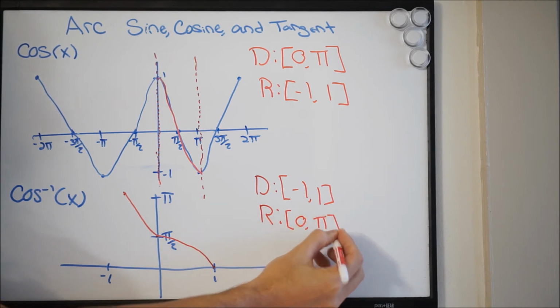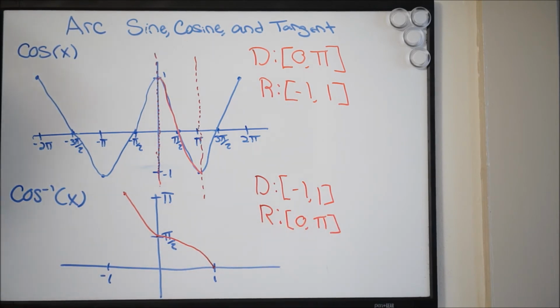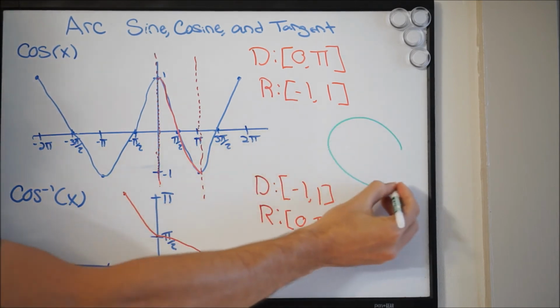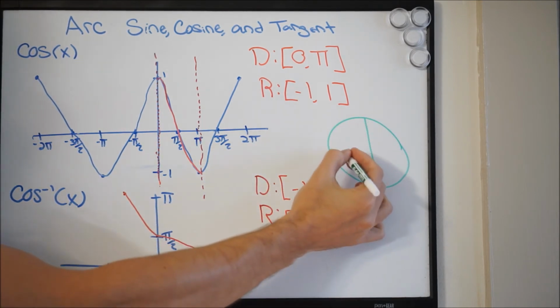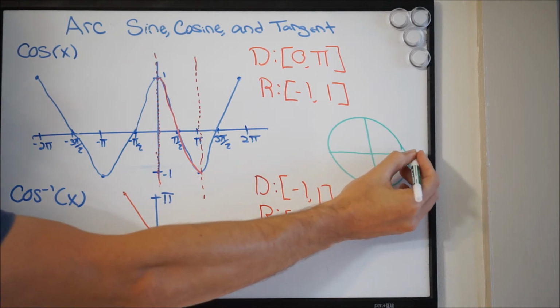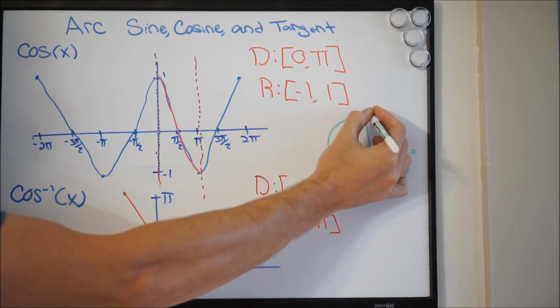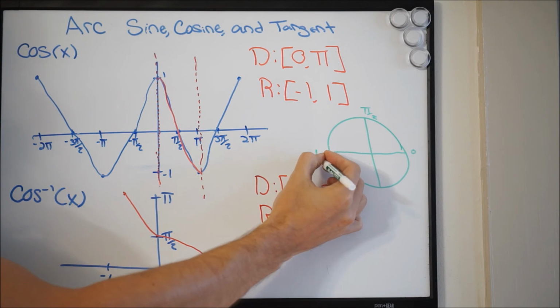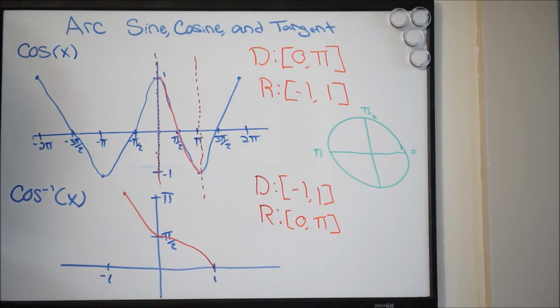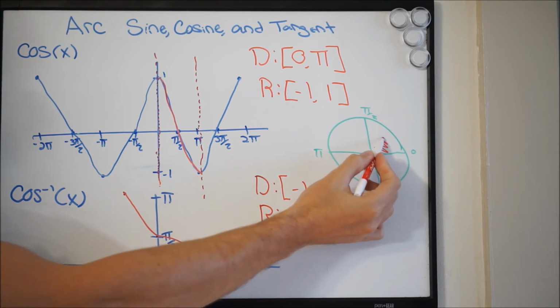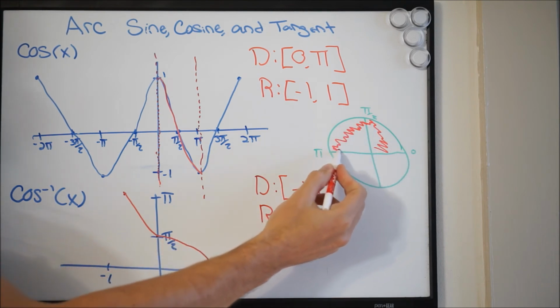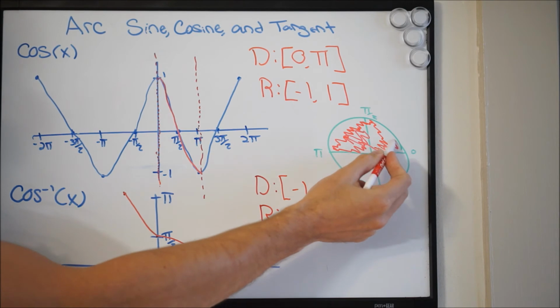to pi. And for more of a visual, if you were to draw this on the unit circle, we're going to have something that looks like this. Here is going to be our unit circle. Here is 0, pi over 2, pi. This is our range. So essentially what you're talking about is you're only using the first and second quadrants.